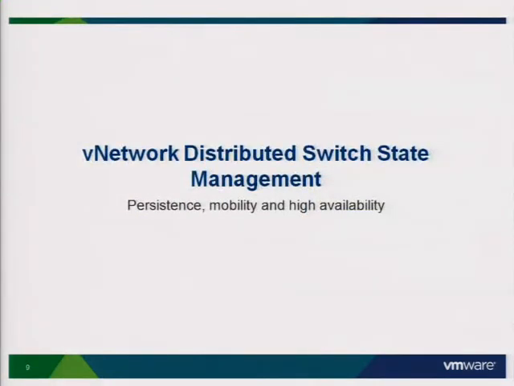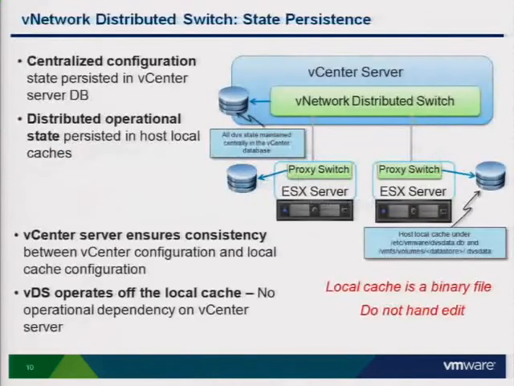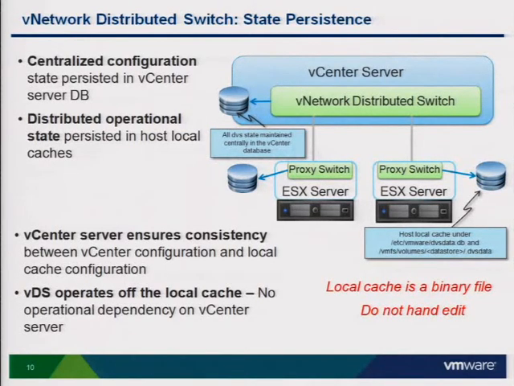So the second concept that we would like to introduce about the vNetwork distributed switch is around its state management and how that functions with regards to mobility, FT, and high availability scenarios. So where is state persisted? There is a centralized piece of state that exists in the management plane that maintains all the configuration of the VDS. This central state is persisted in the VC database. There's also distributed state that is needed for operational purposes, and that is what the proxy switch on the host uses to make switching decisions. That exists on the host as part of the local cache.